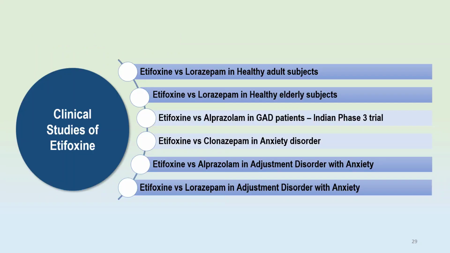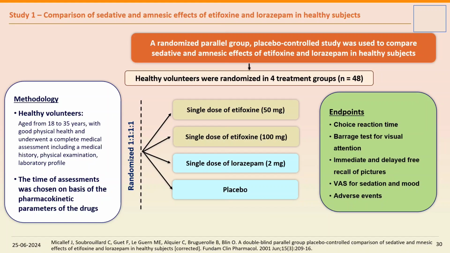Clinical studies: we will basically go through 6 clinical studies and have an overview of them. They are etifoxine versus lorazepam in healthy adult subjects, etifoxine versus lorazepam in healthy elderly subjects, etifoxine plus alprazolam in patients of GAD, etifoxine versus clonazepam in anxiety disorders, etifoxine versus alprazolam in adjustment disorders with anxiety, and etifoxine versus lorazepam in adjustment disorder with anxiety. So we'll go through the 6 studies.